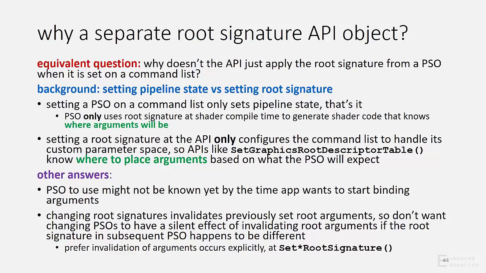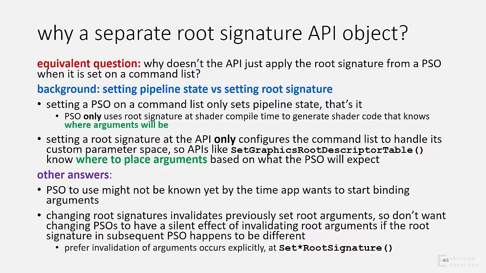One is that when recording a command list, the application may not initially know which PSO it actually wants to use. It might not have traversed that part of the scene graph yet to know which pipeline state it wants to use, but it still might already want to start binding some arguments, like maybe some global constants that the application might know it needs to bind regardless of what PSO gets set. And so by setting the root signature ahead of time, that means parameters can be bound even before the PSO is ready to be set.